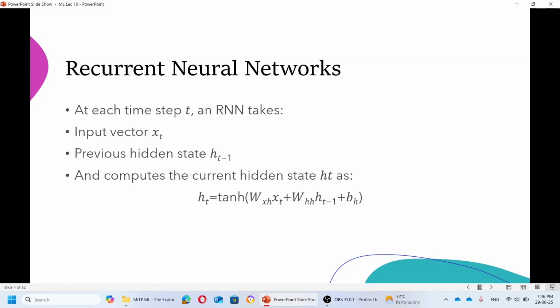The only thing we can see here is this addition of Whh and ht minus 1. Ht minus 1 is actually indicating the previous output of h. Optionally, an output yt is produced. Yt is equal to Why ht plus by. So this output is very much similar to what we have seen. The only difference is that we do not have the previous output in this output.